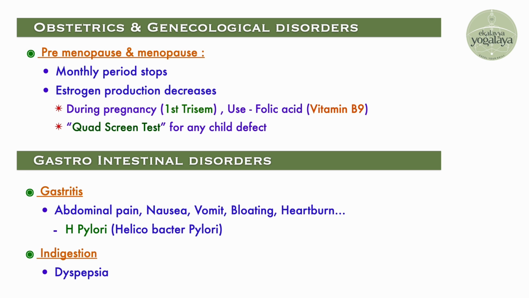Next, gastrointestinal disorders. Typically, it's called gastritis, in which there is abdominal pain, nausea, vomiting sensation, bloating and heartburn. H. pylori is the main root cause for most of the problems. One more disorder is indigestion. It's also called dyspepsia.